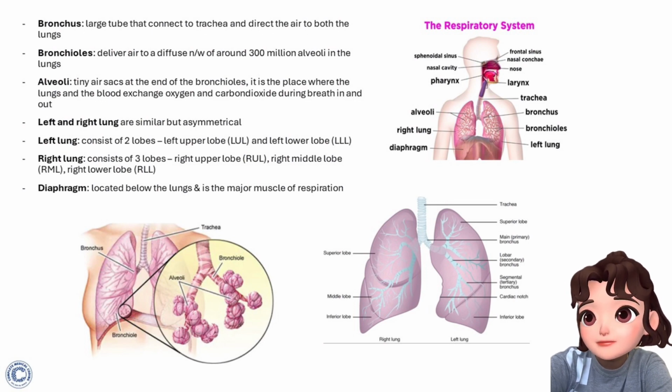Then comes the diaphragm. It's located below the lungs and it is a major muscle of respiration. You can see it in the picture of the first one, the respiratory system. The one at the bottom is the diaphragm, which ends the respiratory system.